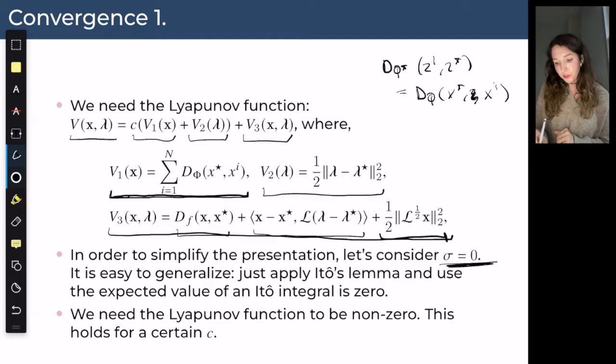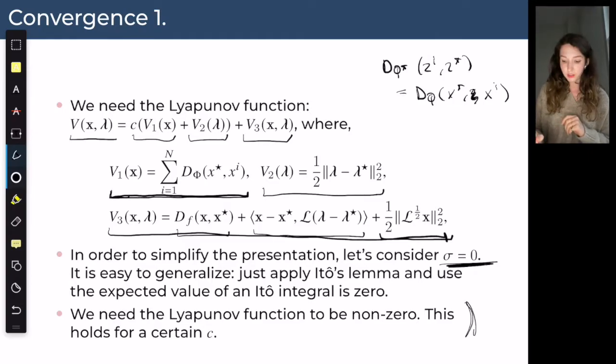Again, for the rest of this proof, I will just consider sigma equal to 0, because otherwise you have all these additional terms coming from the noise. But it's fairly easy, just notationally involved, to generalize. You just apply Young's lemma whenever I differentiate.